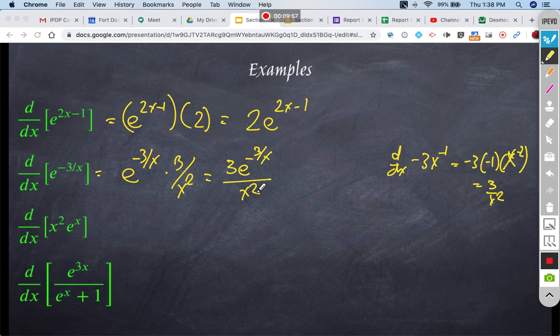Last two, I'm going to move on to a different page to give myself a little bit more room. So we'll come here.